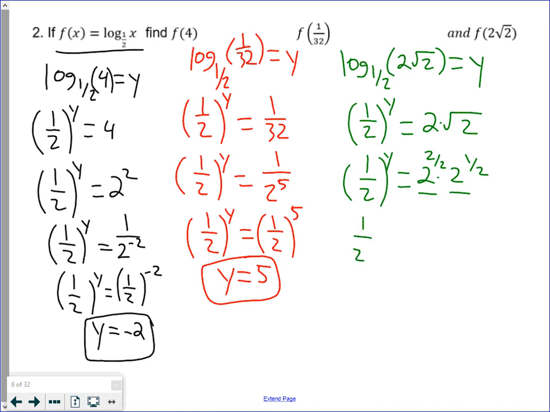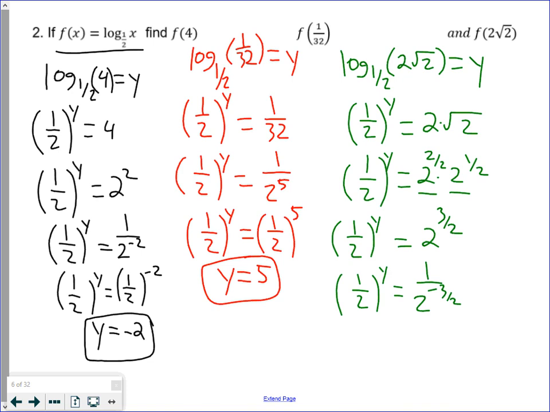And now that we're multiplying two exponents with the same base, all I have to do is add the exponents. So 2 times the square root of 2, or 2 times 2 to the 1/2, will give us 2 to the 3 over 2. And that left side should say 1/2 to the y power, not 2. So like we did before, we have a 2, but we want a 1/2. So we're going to take the exponent of 2 and put it on the bottom of the fraction, and change the exponent into a negative. We don't need to put it on the bottom. We can take it right to the top or right outside.